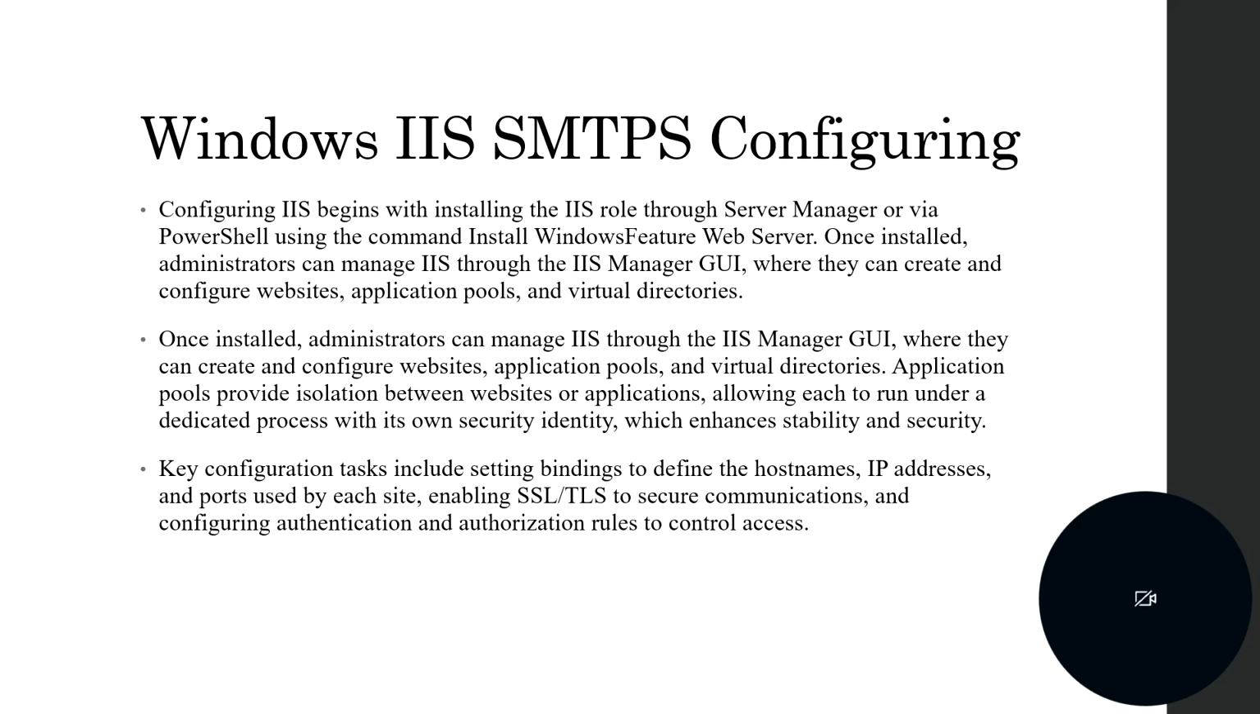Application pools provide isolation between websites or applications, allowing each to run under a dedicated process with its own security identity, which enhances stability and security. Key configuration tasks include setting bindings to define the host names, IP addresses, and ports used by each site, enabling SSL to secure communications, and configuring authentication and authorization rules to control access.